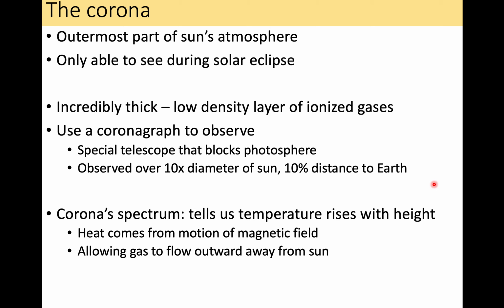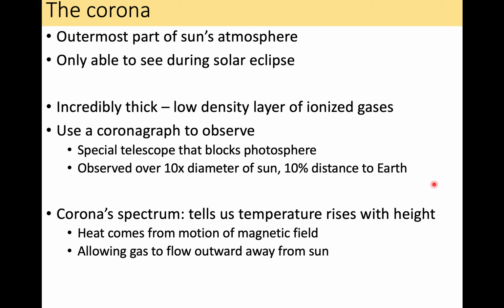So the corona itself, in terms of thickness, is actually over 10 times the diameter of the sun. We know it reaches about 10% of the distance to the Earth. So it's very, very thick. And like I said, it sort of fades out with distance. So there's not a clear boundary. Here is the corona, here is not the corona. It's more like it just fades out.